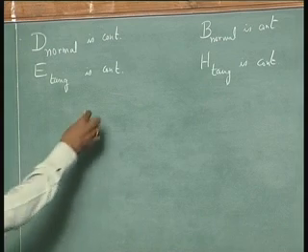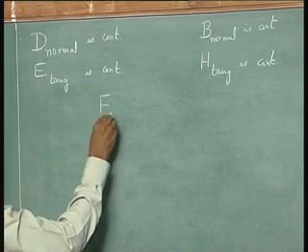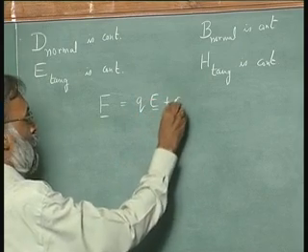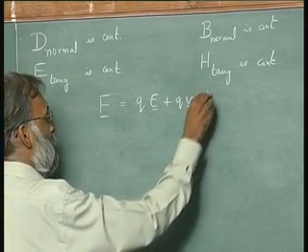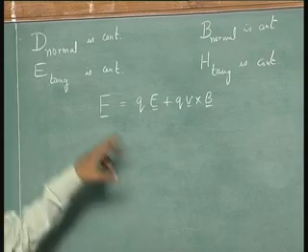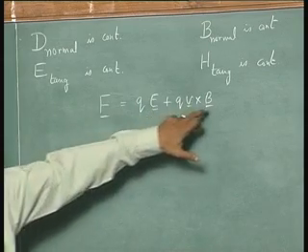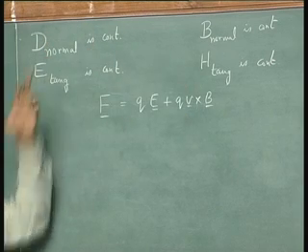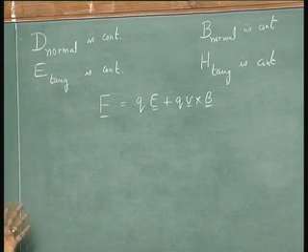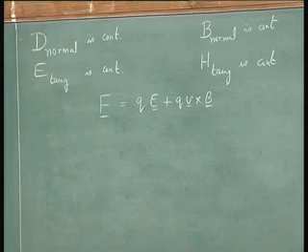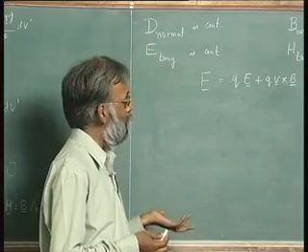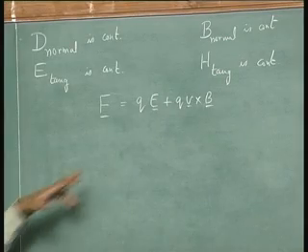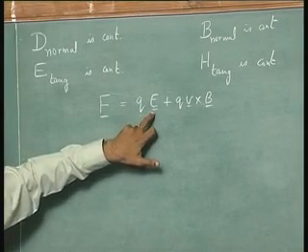We have a force equation. For a charge, it is QE plus Q V cross B, and you can see the force only cares about electric and magnetic fields. It does not care about D and H. D and H are conveniences. They are imagined because we need to get rid of dealing with bound charges and bound currents, but the real fields are E and B.